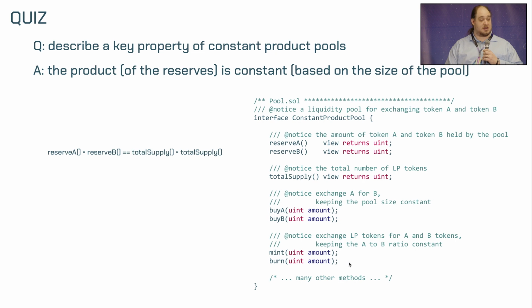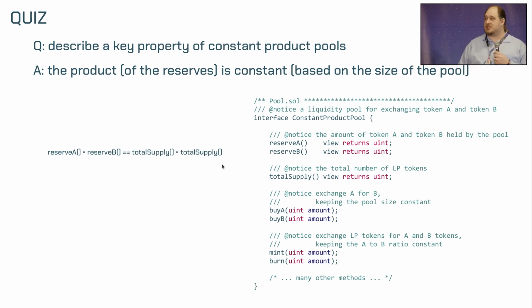You can mint and burn. That would be adding or removing liquidity from the pool. And the thing that we care about, again, is the product of the reserves is constant. And with this interface, we can actually write down an expression for that. The reserve A times reserve B is going to be equal to the total supply times the total supply. That's what I told you on the previous slide.